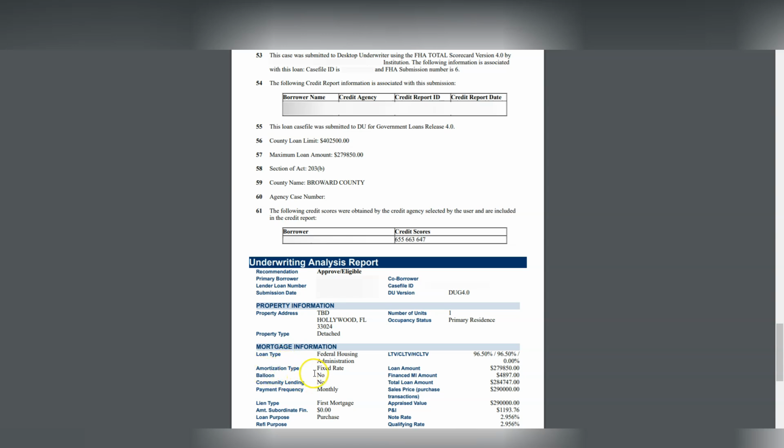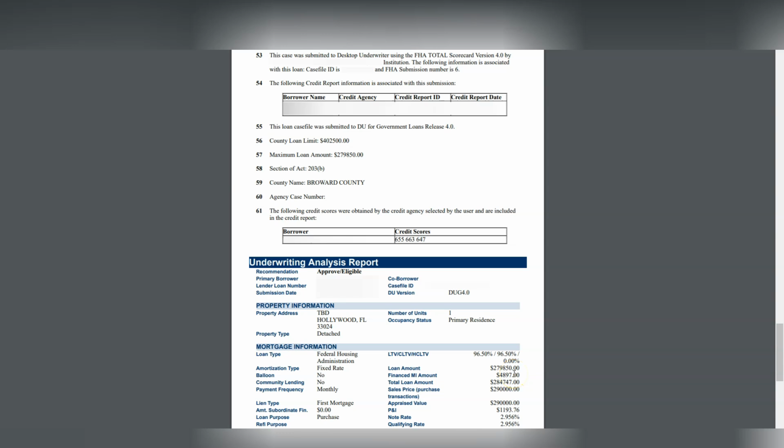Pretty simple. There's a rundown of what the terms of the loan are. The amortization type, fixed rate. Balloon, no balloon here. Community lending, no. Payment frequency, monthly. And the lien type, this is a first mortgage. If there's any subordinate financing, no, 0. Loan purpose, purchase.